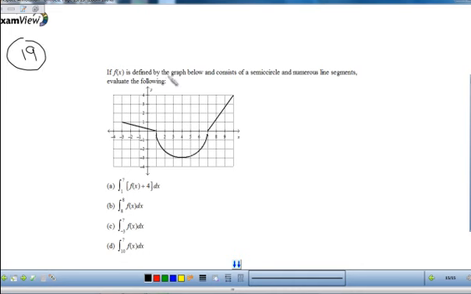Okay, if f of x is defined by the graph below and consists of a semicircle and numerous line segments, evaluate the following. So I need to find the area under the curve of f of x plus 4. There are different ways to do this. One would be, I can break this apart. I'm going to do it over here so I can have room for the other ones.